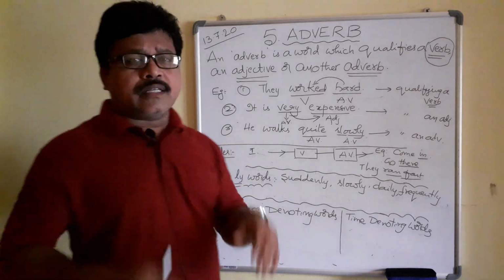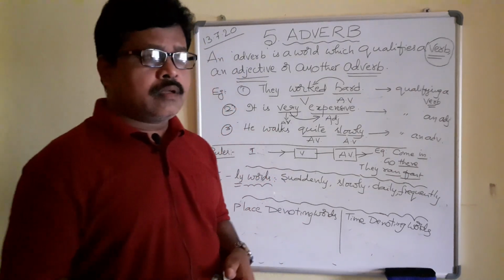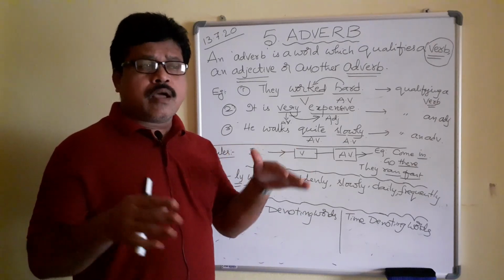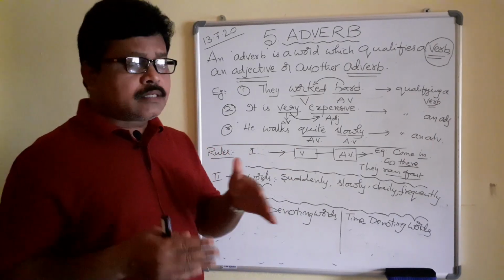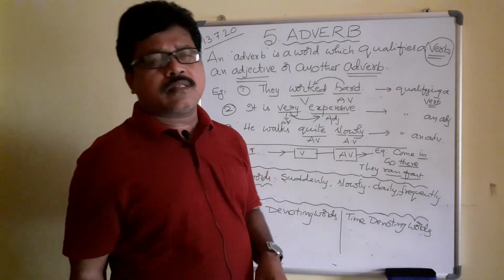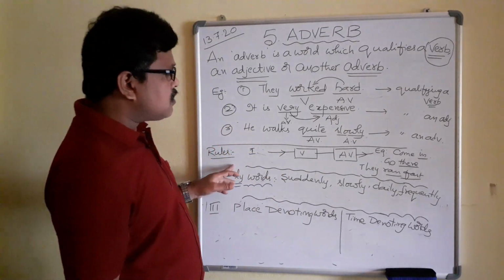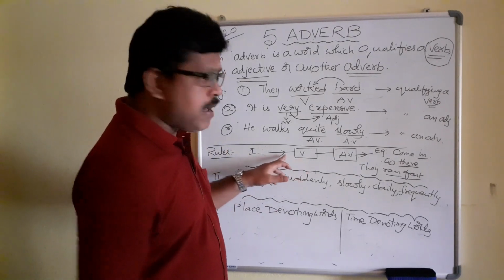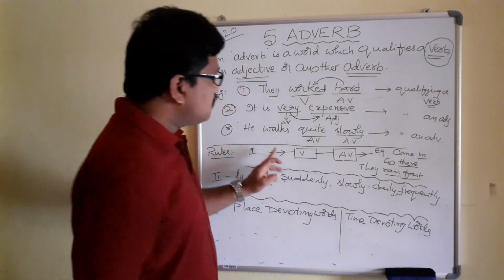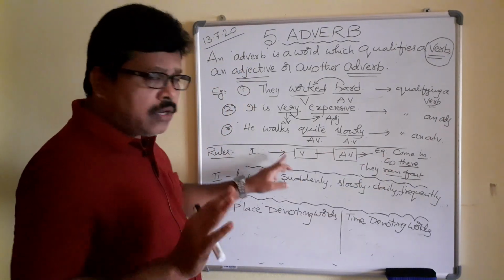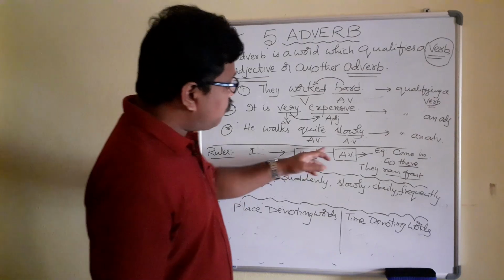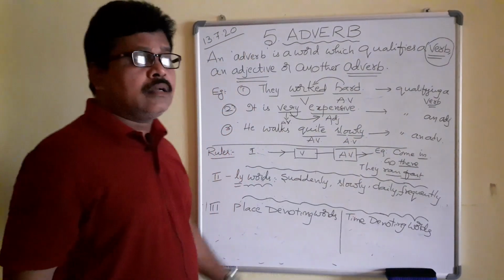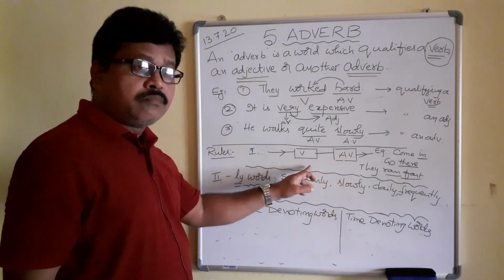Now in a given sentence, for example in your board exams or competitive exams, how do you identify the adverb? There are some easy methods. The first rule is, usually in a running sentence, a verb is always followed by an adverb. So the word which is next to the verb, that is the adverb.